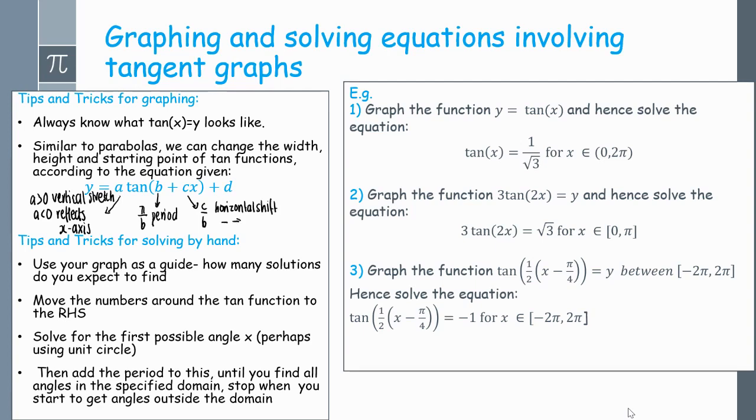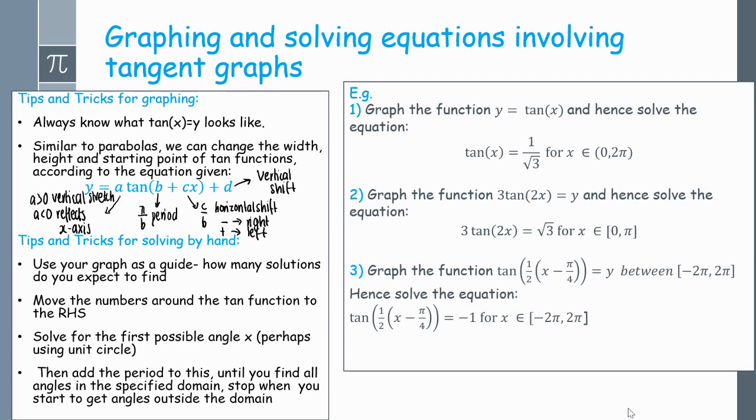If you calculate c over b and it's negative, that means you move it in the opposite direction, so the starting point will be towards the right. If that answer is positive, then you move your graph to your left. And of course, d is the vertical shift. Do we lift the original tan graph up or down?